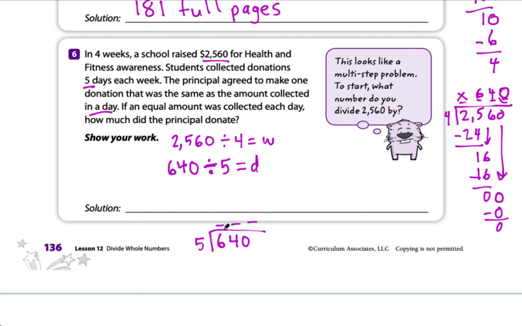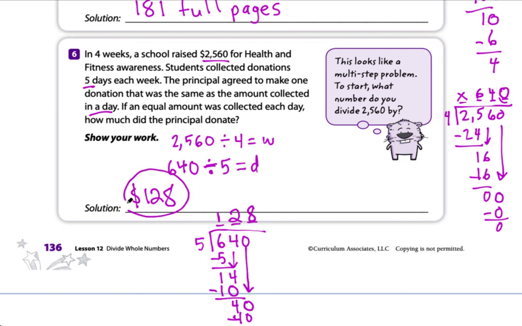5 can go into 6 one time. 1 times 5 is 5. I subtract that from 6. I get 1. Good answer. Bring down the 4. 14 divided by 5 would be 2. 2 times 5 would be 10. I subtract, I get 4. That's less than 5. That's good. I'm going to bring down the 0 next to the 4. 40 divided by 5, that'd be 8. 8 times 5 is 40. I subtract that and get no remainder. So my solution: if the students collected $128 in one day, then that's how much the principal is going to donate, $128.